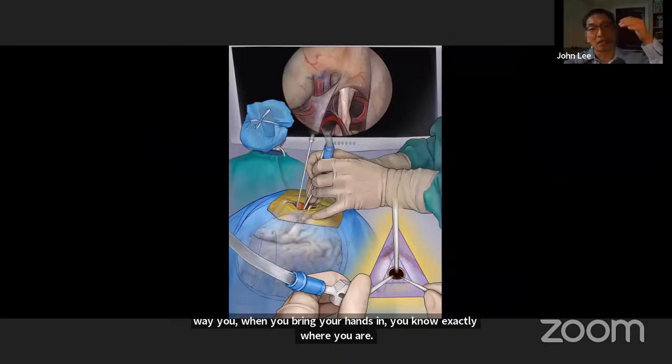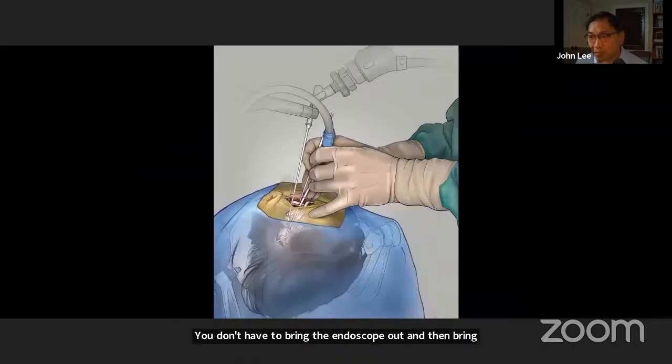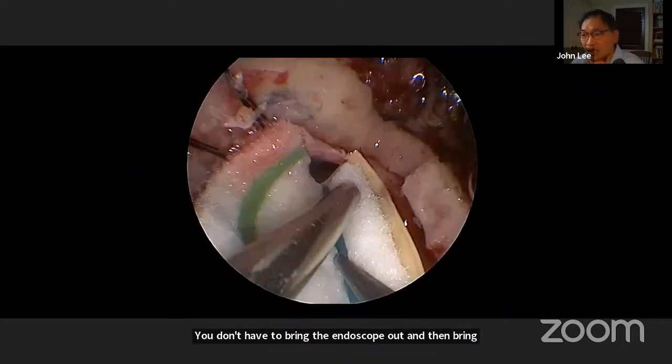In the beginning, I had to do that because I'm young, I'm learning. But now, after 1,000 of these, I'm able to just bring my hands in as long as I keep that orientation proper. So this is that technique.